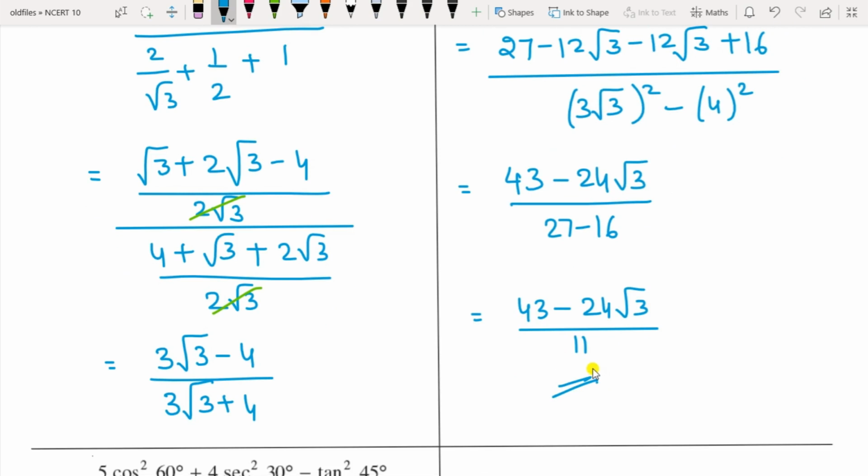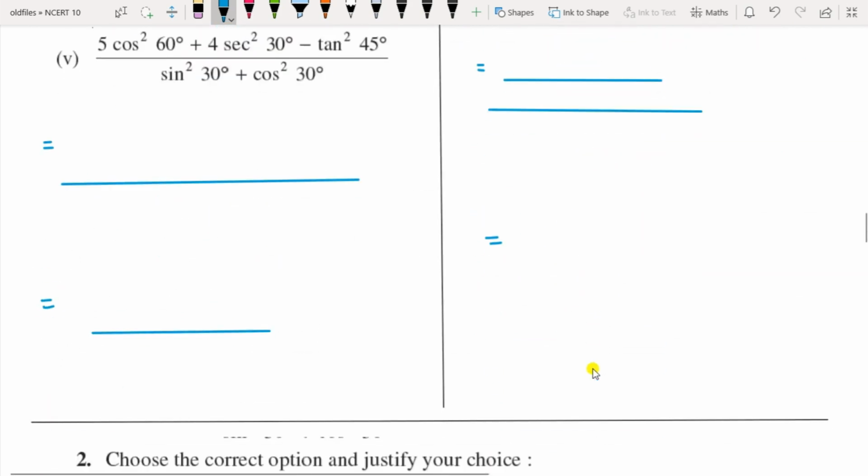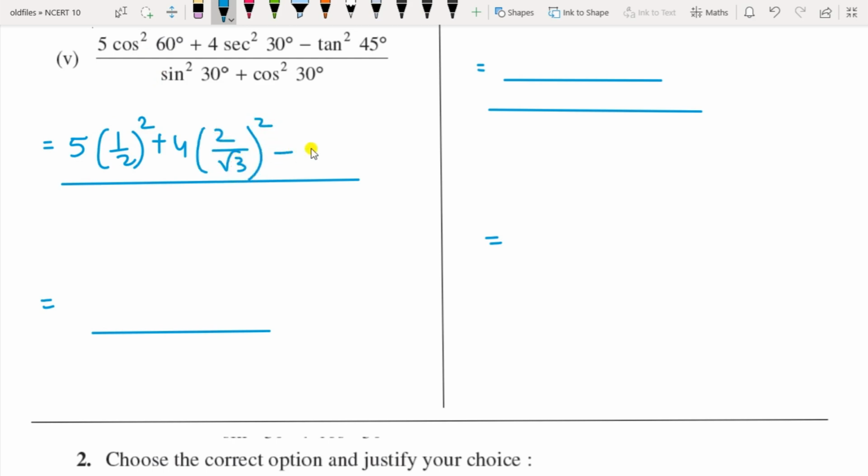Question 5 here. 5 cos square 60 plus 4 sec square 30 minus tan square 45 upon sin square 30 plus cos square 30. So let us write the values. This is 5 cos of 60 is 1 by 2 and its square, plus 4 sec of 30 is 2 by root 3 and its square, minus tan 45 is 1 its square, then sin of 30 is 1 by 2 its square, plus cos of 30 is root 3 by 2 its square.